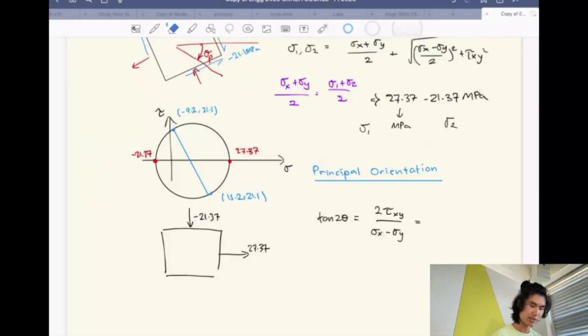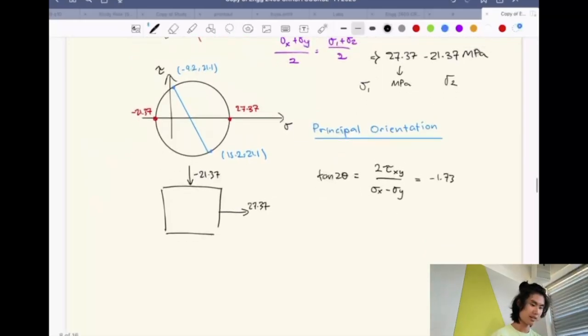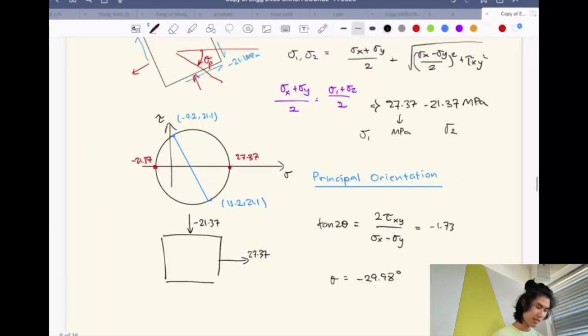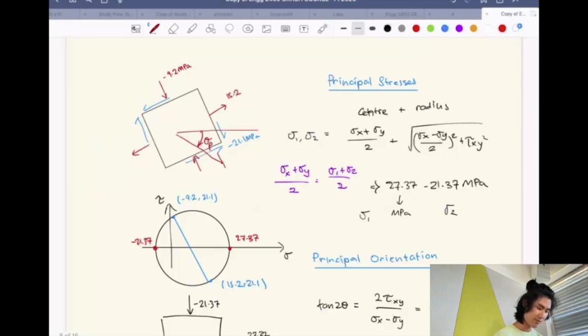And then this will equal negative 1.73. And then when you put the tan inverse over and then divide by 2, you get something like negative 29.98 degrees. So this angle, P, is actually 29.98 degrees.